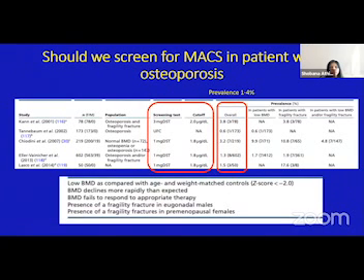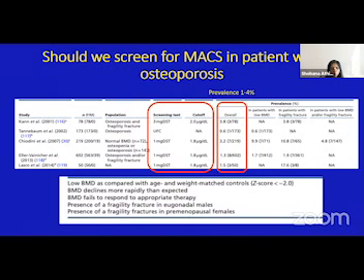So finally, should we screen for MACS in patients with osteoporosis? There are 4 studies looking at the prevalence of MACS in patients who presented with low bone mass, fragility fractures, or osteoporosis. But I'd like to point out that these studies used different screening methods and cutoffs for the categorization of patients with MACS.